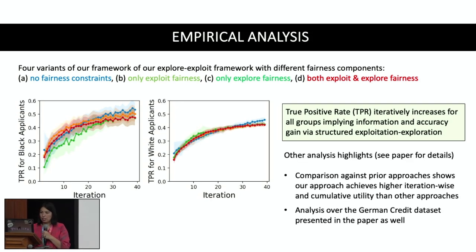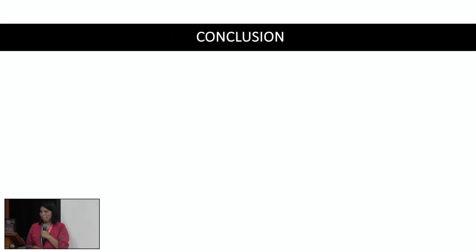So in particular, again, this is iteratively increasing. We have a high per iteration utility. We don't have a high upfront cost, and overall we're converging to the optimal solution. In our paper, you can also see we compare against other prior approaches, and you can see this empirically as well.